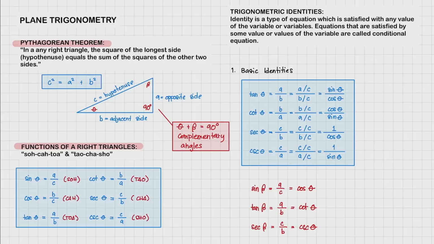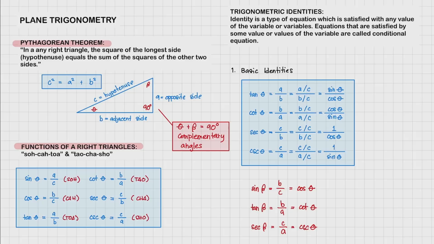Alright? So, let's go back to our triangle, our right triangle. We have here our angles, theta and beta. If we add the angles of a triangle, theta, beta, and this right angle, or the 90 degrees, what we get is 180 degrees, right? So, with that logic, adding theta and beta, what you get is 90 degrees. When two angles are added and they result in 90 degrees, they are called complementary angles.